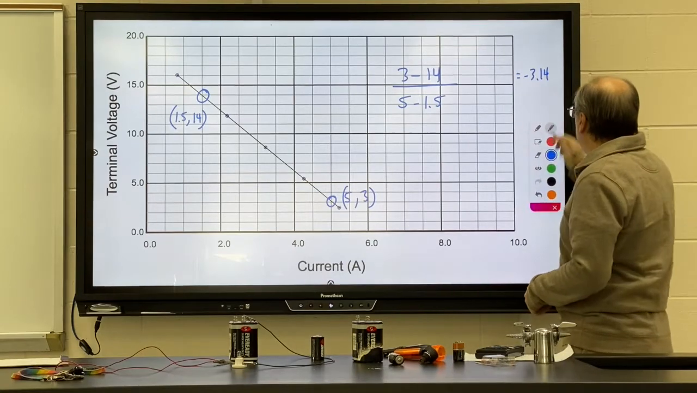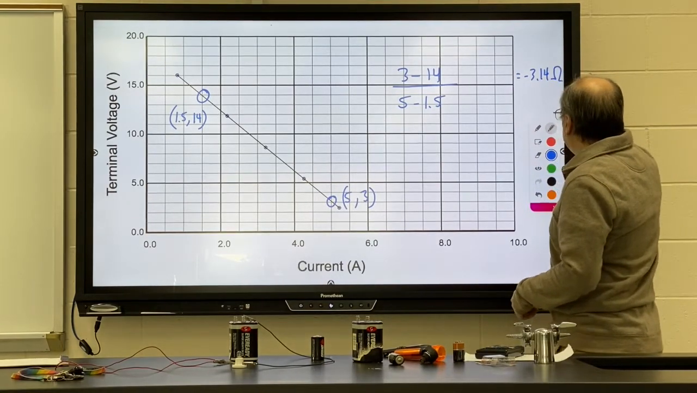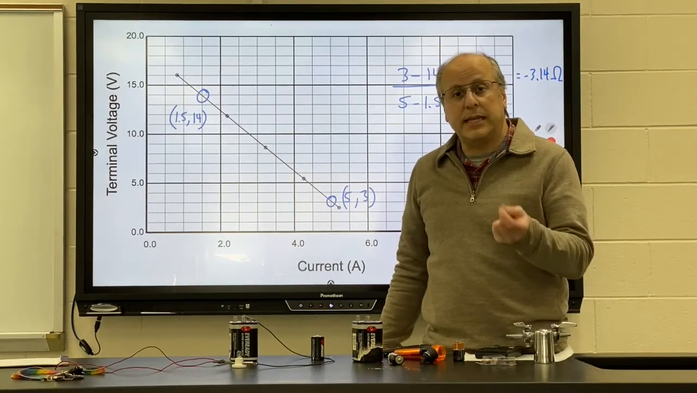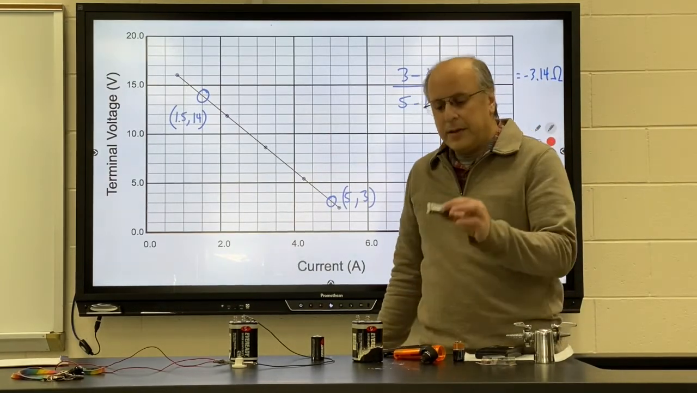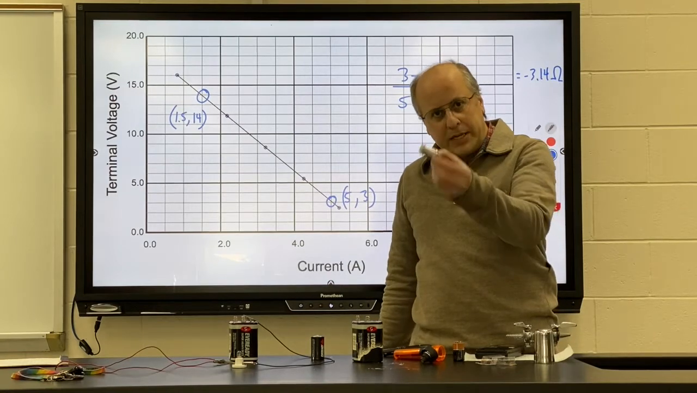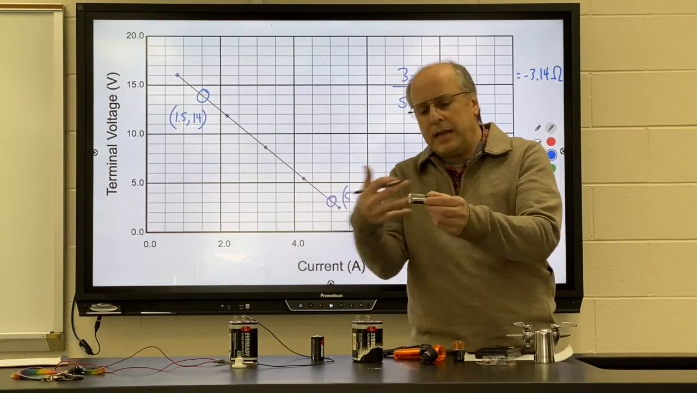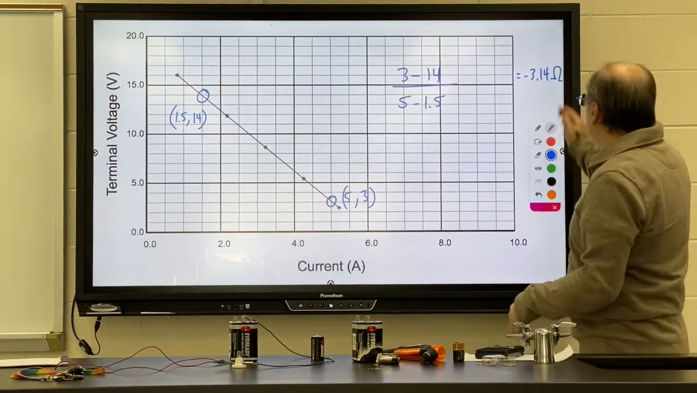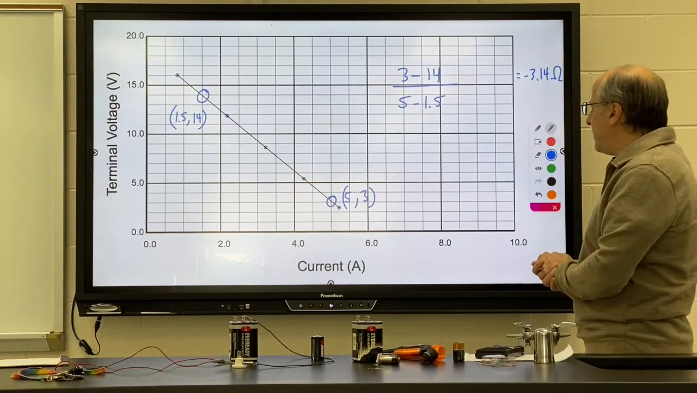Again, what is this number? It is a resistance. It's not a resistor, it's a resistance that exists inside your battery. Batteries have materials inside that inhibit the flow of electricity through them. Okay, that is the internal resistance of this battery.